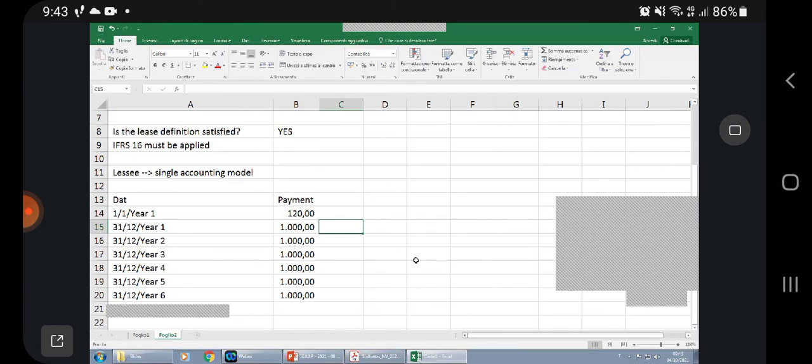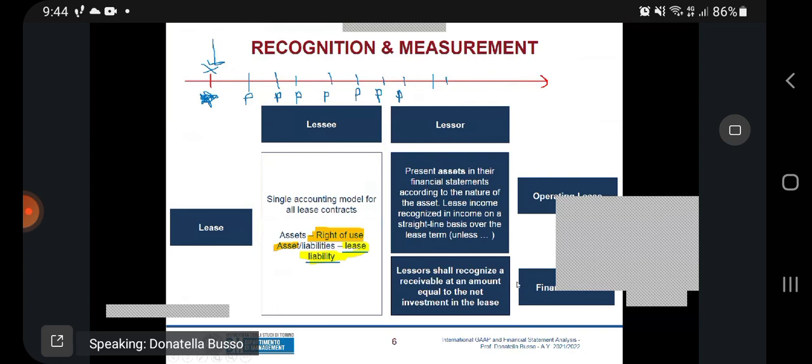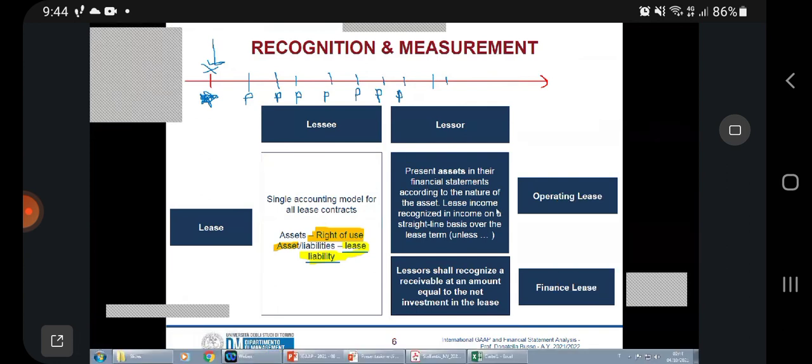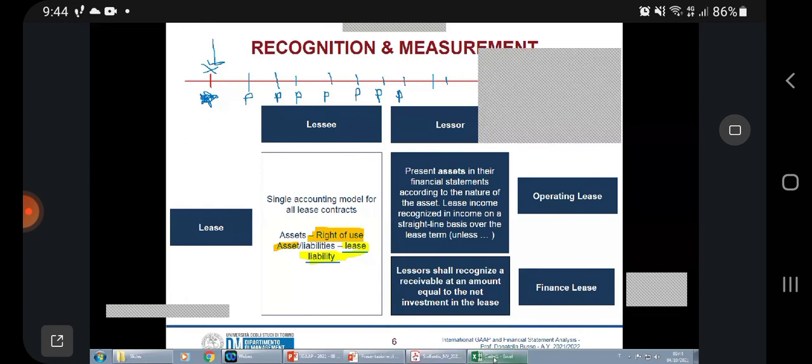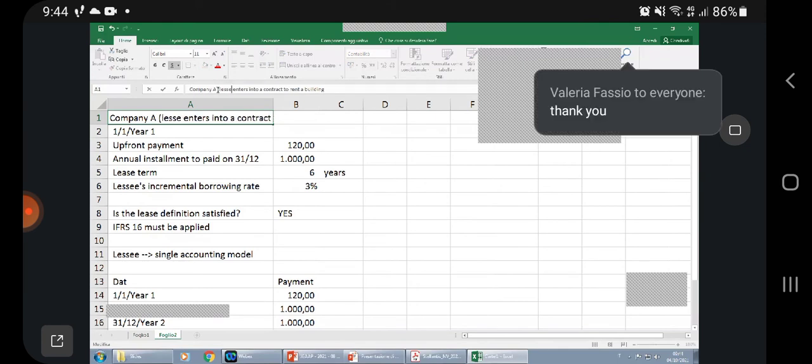Valeria, the distinction between operating and financial leases is not relevant for the lessee. This distinction is relevant only for the lessor. Okay? Here we are looking at company A, and company A in this case is the lessee. So the distinction is not relevant.